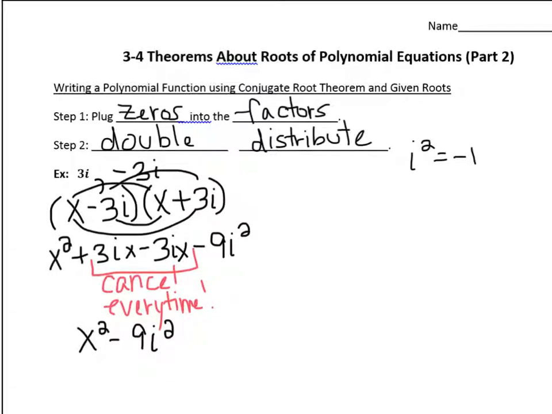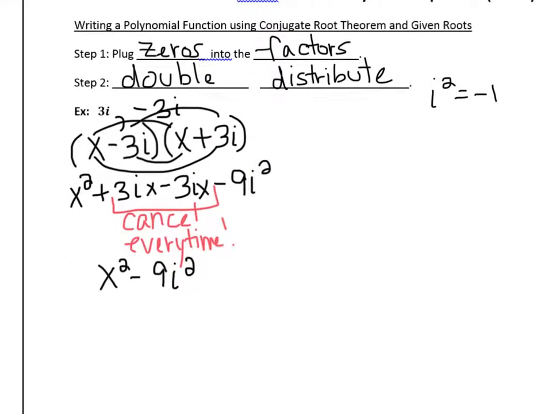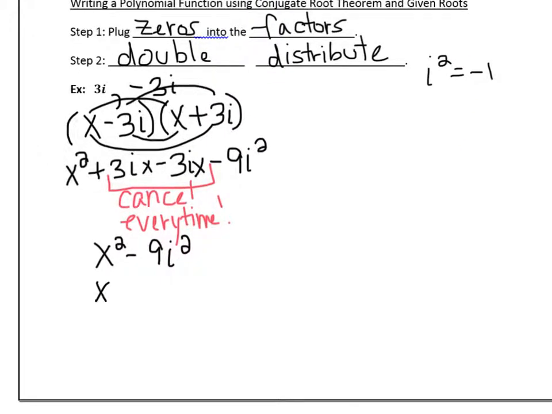Well, remember, we brought up the fact that if you have an i squared, that does actually equal -1. So that means I now have x squared minus 9 times -1. Or, if you remember from before, that really just means that this -9 turns the opposite. So it becomes x squared plus 9 is your polynomial function.